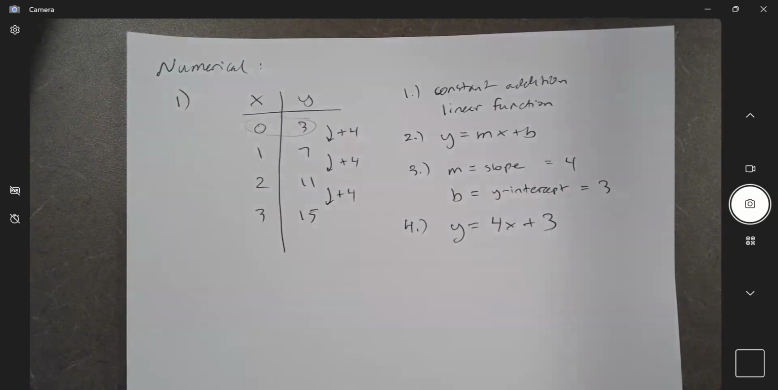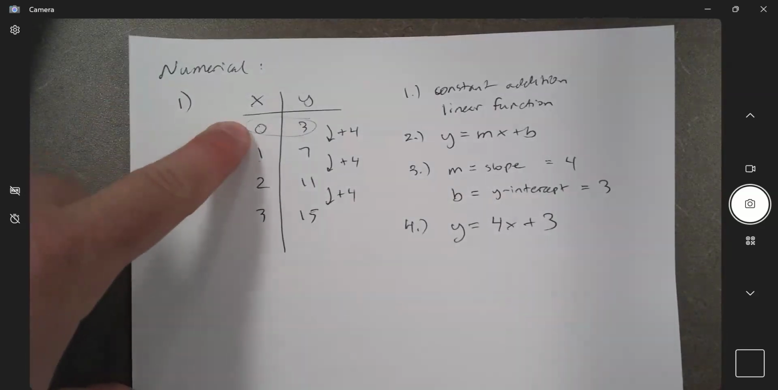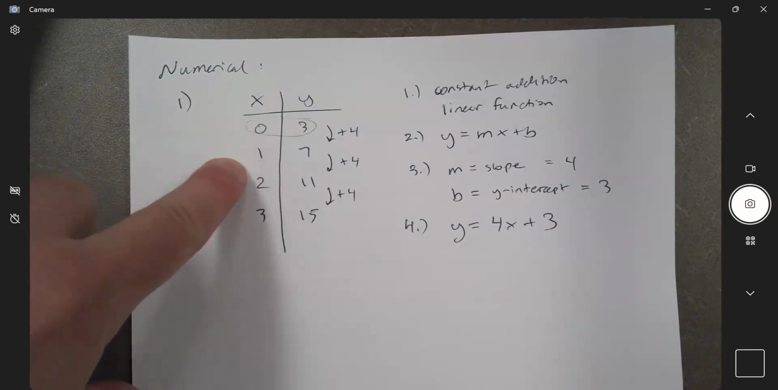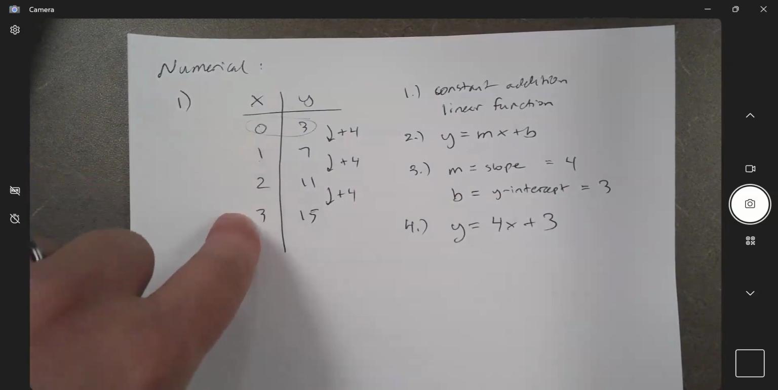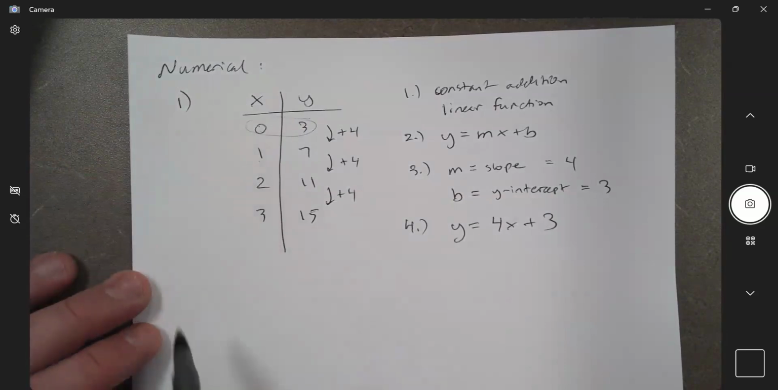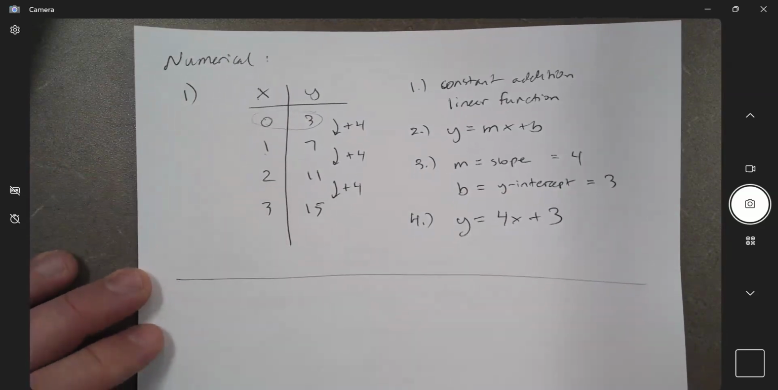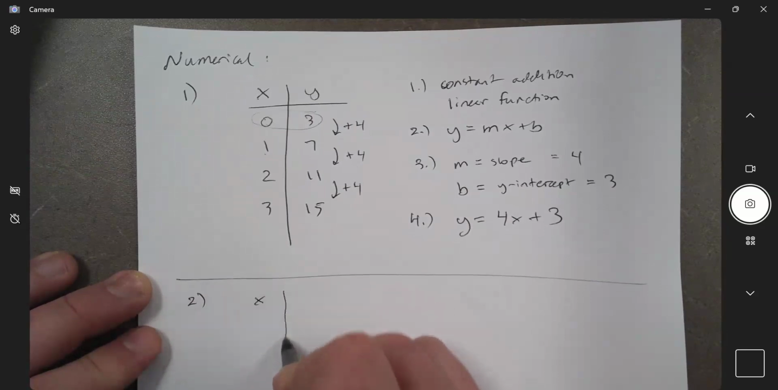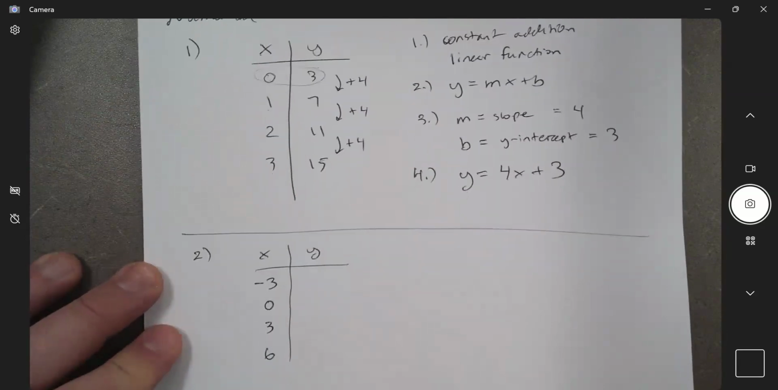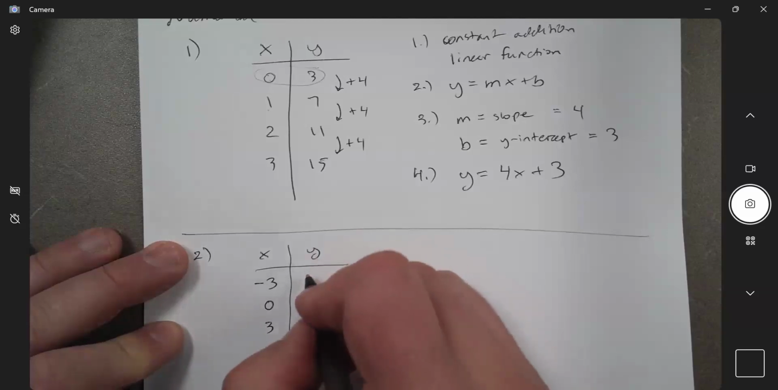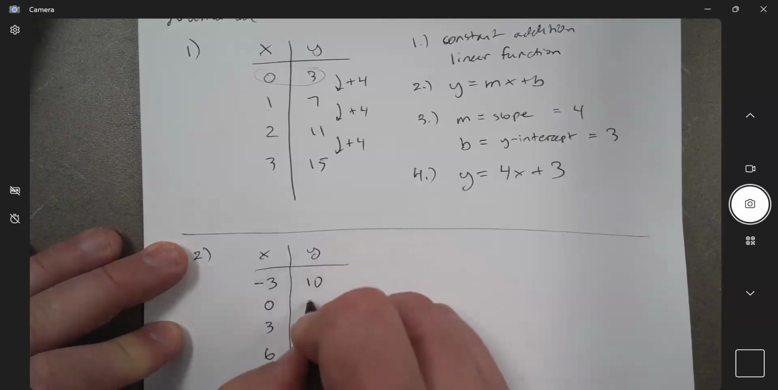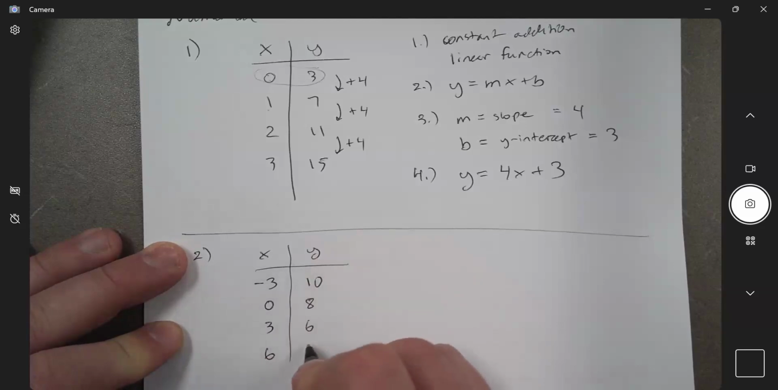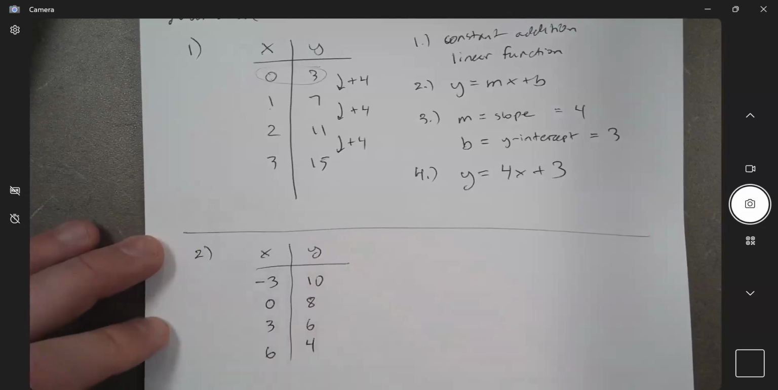That's your basic, where you get this nice full table that actually shows you your y-intercept, and x increases by 1 each time. That's not always going to be the case. Sometimes you might get something that looks like x and y, negative 3, 0, 3, 6 for the x, and 10, 8, 6, 4 for the y.